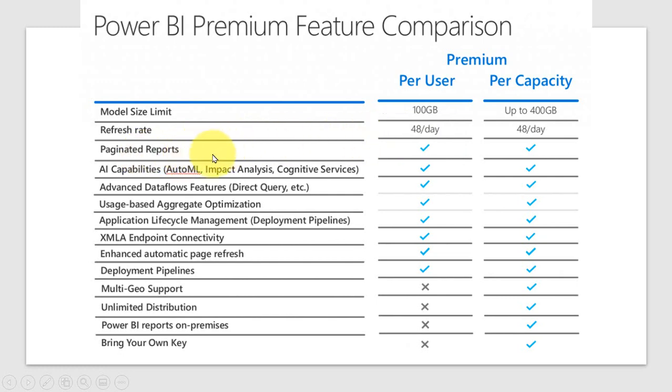So we have paginated reports, AI capabilities, AutoML, impact analysis, cognitive services, advanced dataflow features, DirectQuery, etc., usage based aggregate optimization, application lifecycle management, that is deployment pipelines, XMLA endpoint connectivity, enhanced automatic page refresh. And after that, multi-geo support, unlimited distribution, Power BI Report Server on premises, and bring your own key are not available in this Premium Per User license. They are only available for Premium per capacity, that is for P1, P2 and P3 nodes.